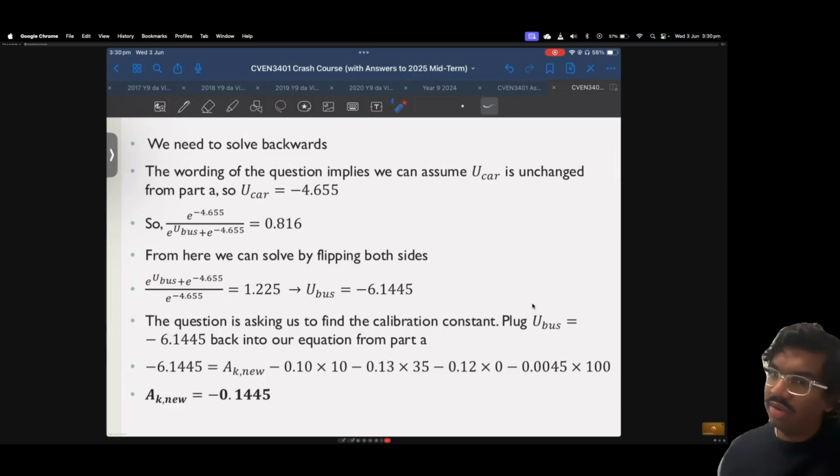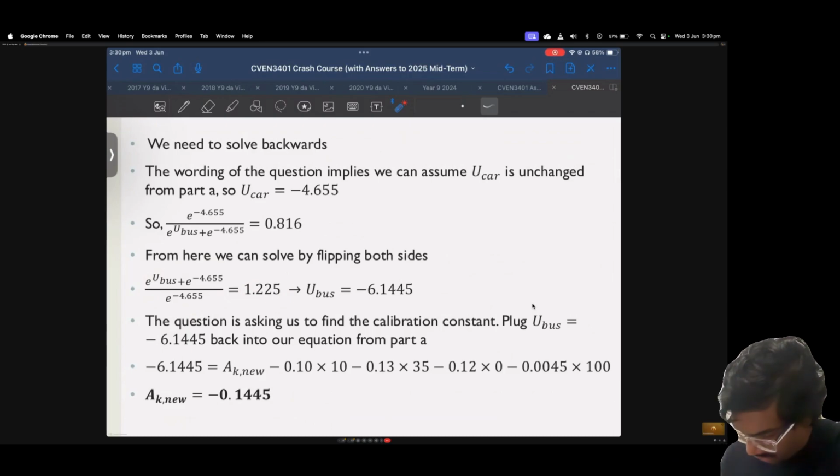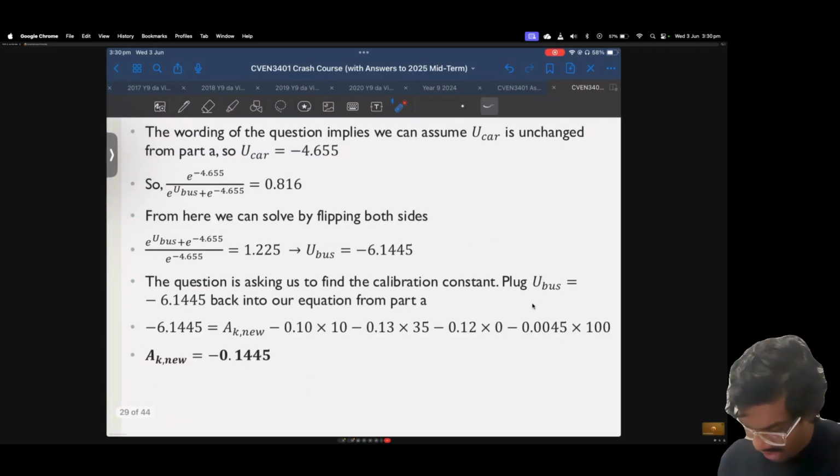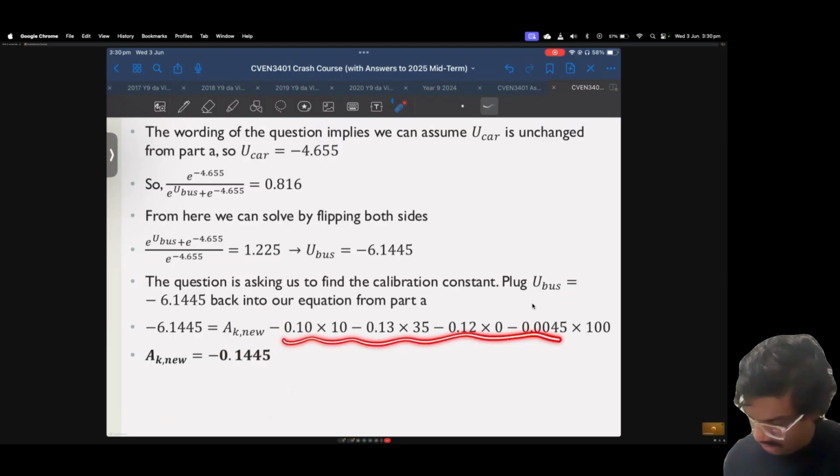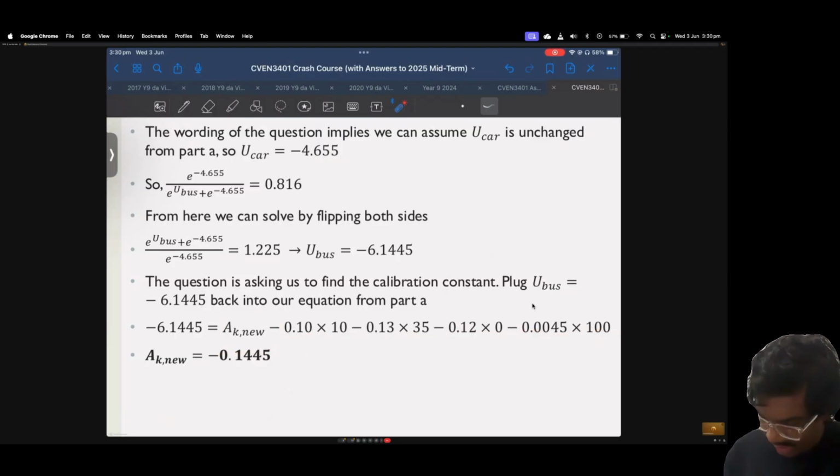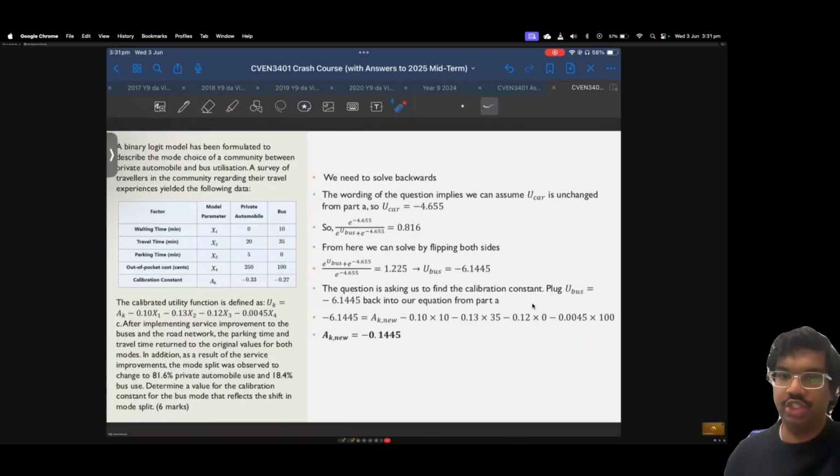We're assuming all the values stay the same except for the calibration constant. Okay, so minus 6.1445 equals the new calibration constant, and then all of these values. And you should get the new calibration constant to be minus 0.1445. And that is question 5. Just one more layer.